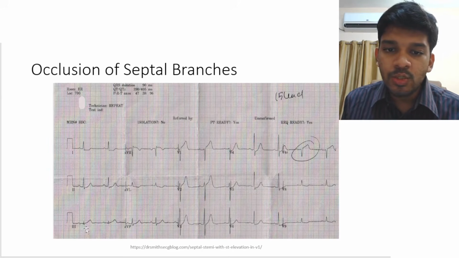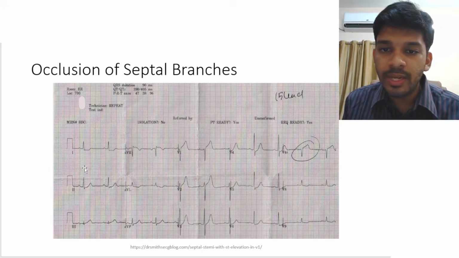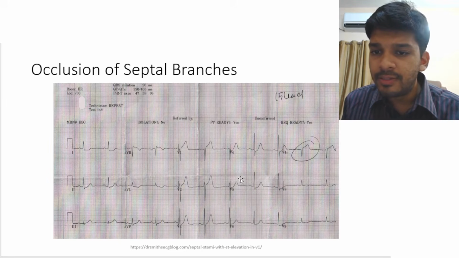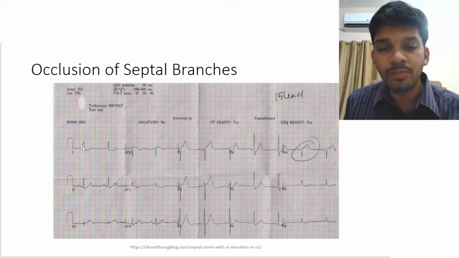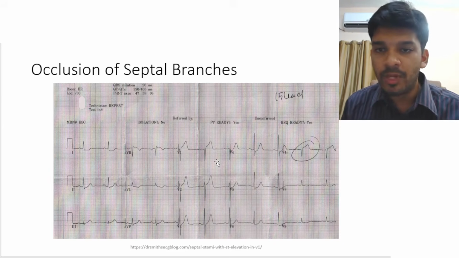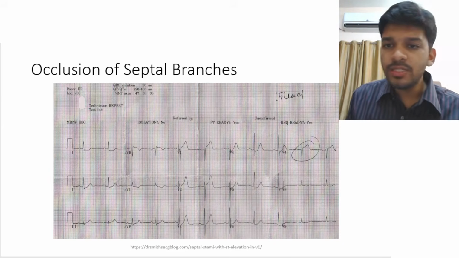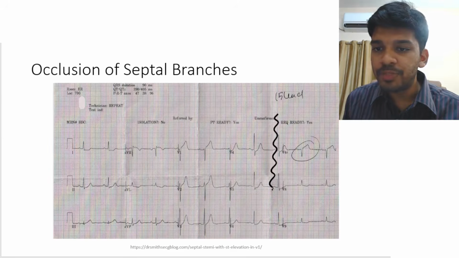Reciprocal ST depressions: you can see ST depressions predominantly here in lead 2, and even in lead 1 you can make out an ST depression. Lead AVL shows an ST depression. And even the distal leads, V5 and V6, have ST depression. So, reciprocal changes here in leads 1, 2, AVL, V5, V6, you are able to see. That is on a standard 12 lead ECG.